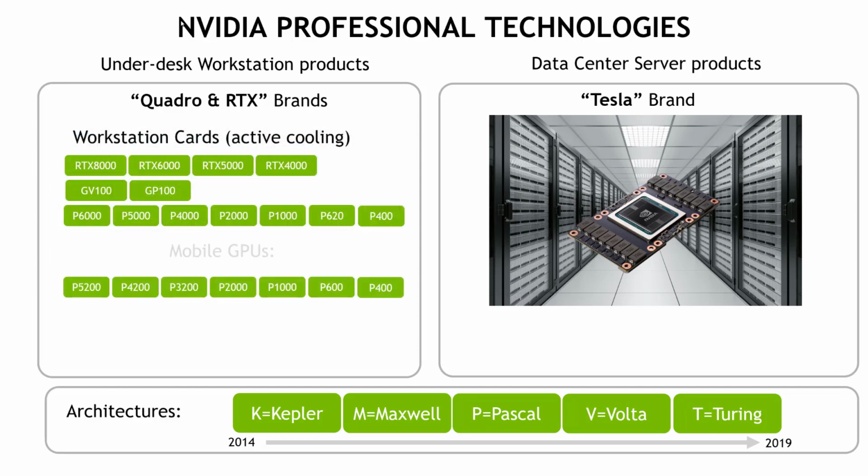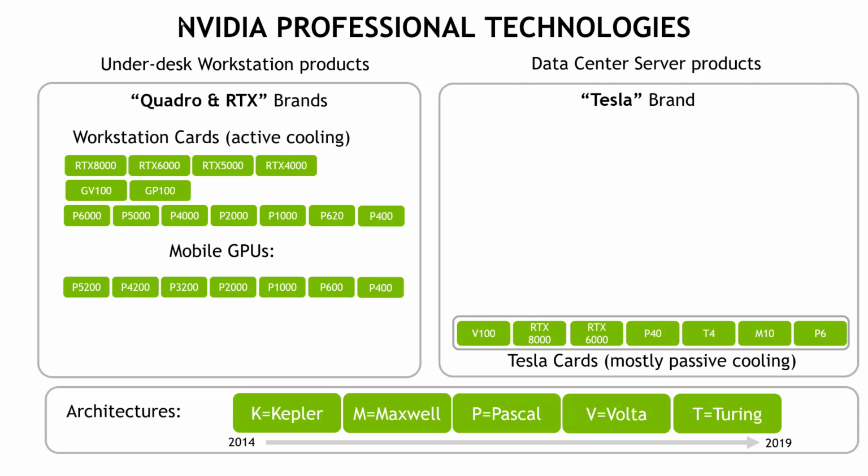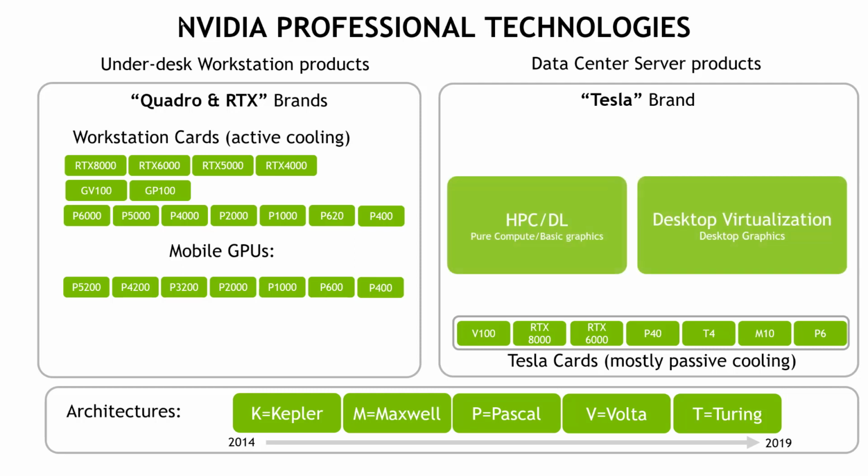So on the left-hand side, as I say, Quadro RTX brands, you can see we've got a whole number of cards in here. This was just a random list of cards that I took off the website a few months ago. You can see we've got a wide range there for workstations, under the desk workstations. On the Tesla side, this is the cards that we support in our virtualization platform. So as I said, starting off with the likes of the M10 and T4 and moving right up to the RTX cards and the V100.